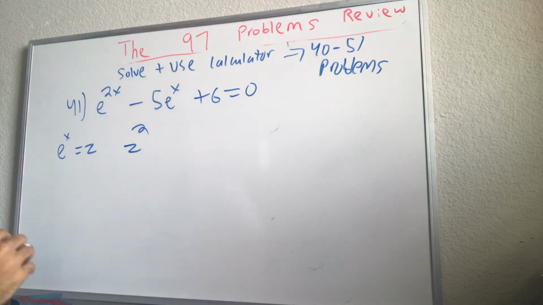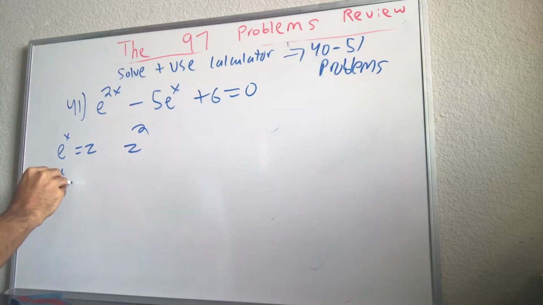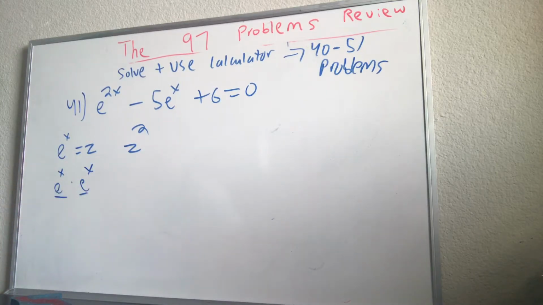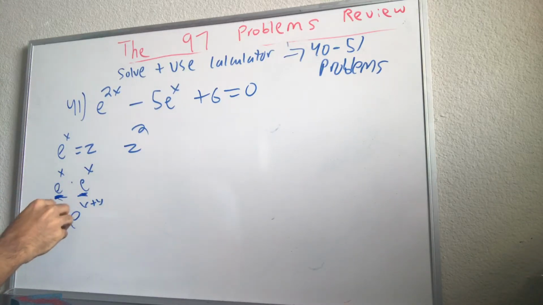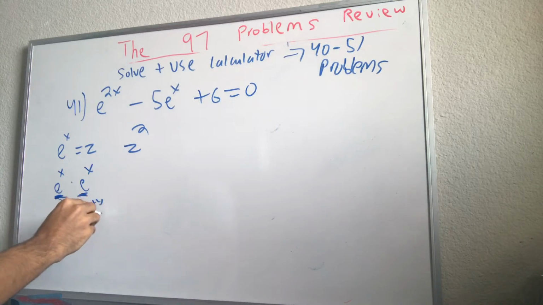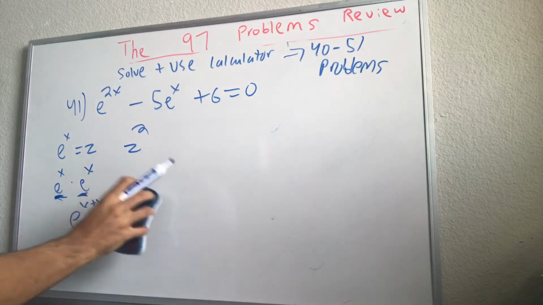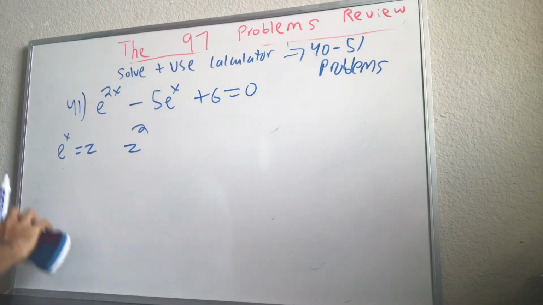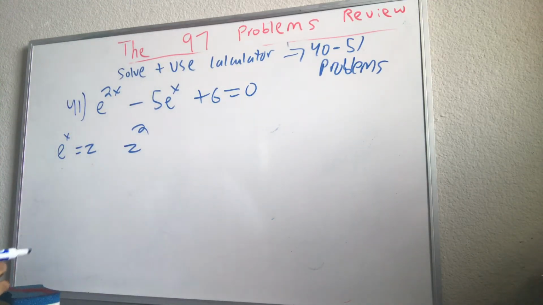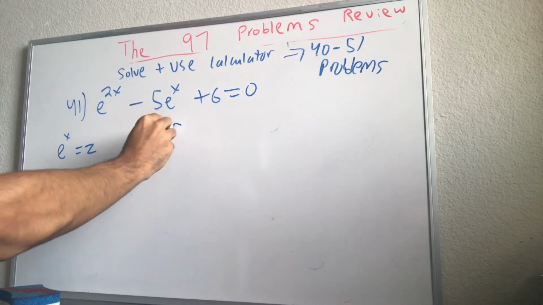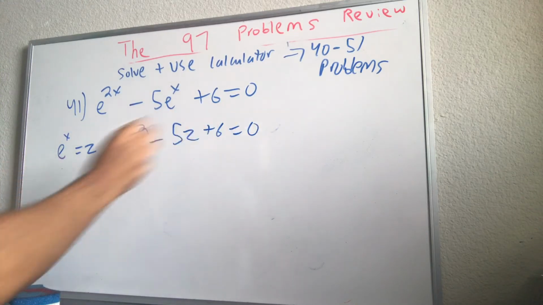The reason is that z times z here would be e to the power of x times e to the power of x. They have the same base. According to the exponential rule, if you have the same bases and you're multiplying them, you can add the exponents. So you have e to the power of x plus x, and that's just e to the power of 2x. That's just to show you that e to the power of 2x can be written as z squared, and so we have z squared minus 5z plus 6 is equal to 0.